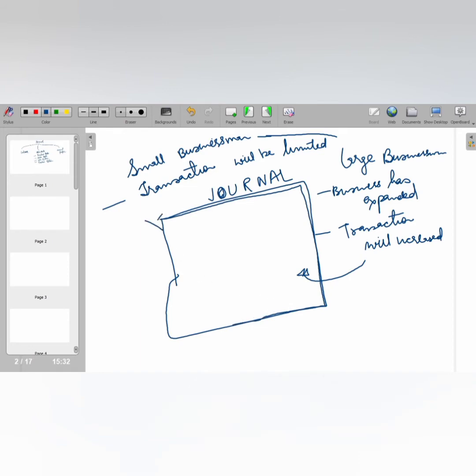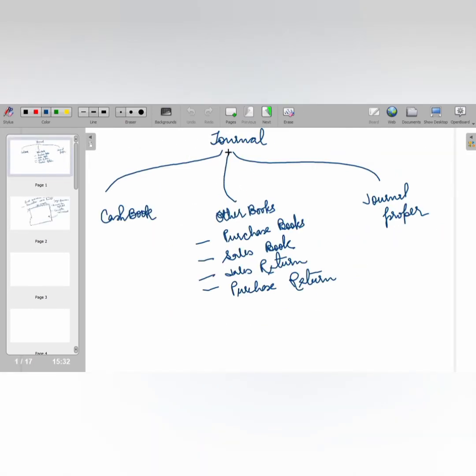To reduce this cumbersomeness and complexity, the journal is divided into subparts. Here are the subparts: the cash book, purchase book, sales book, sales return, purchase return, and journal proper. So that it becomes easy for all businesses to record the transactions accordingly. Fine. Now we will understand what is cash book.